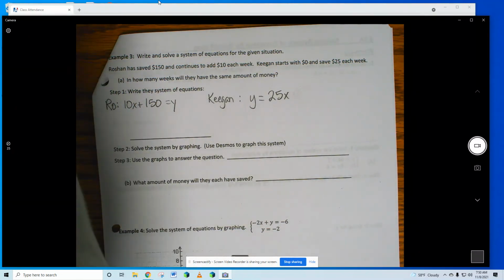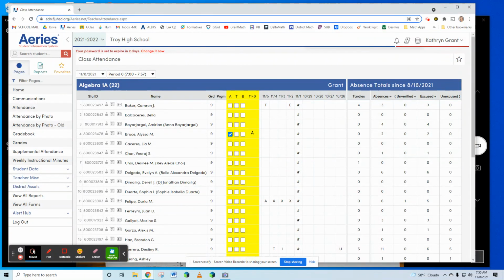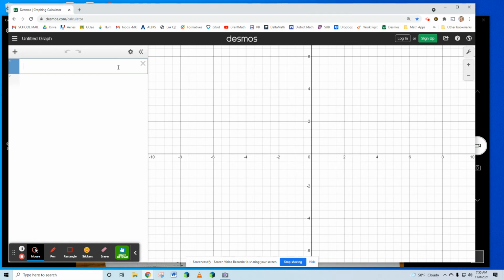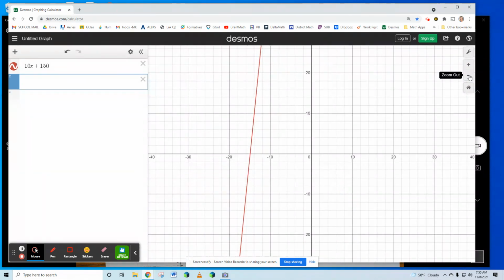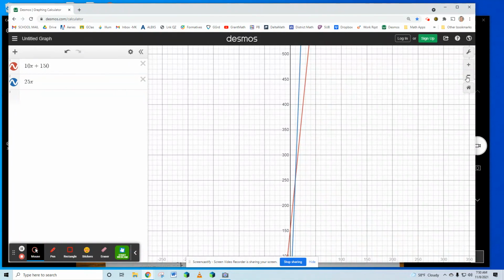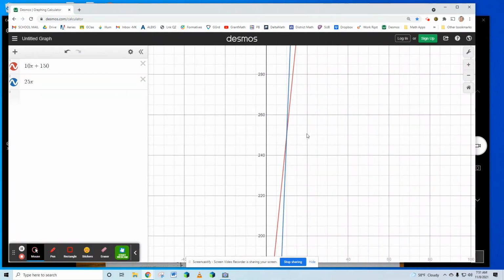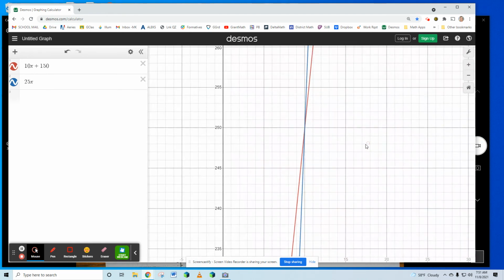And it says solve the system by graphing. Use Desmos. Okay, here's Desmos, you guys. In Desmos, I entered 10x plus 150. And then, by the way, I can't see the line because the y-intercept is so high up there, 25x. Whoa. I zoom out, I zoom in. Where is this point where they intersect? There. 10, 250. The x value is 10, the y value is 250.